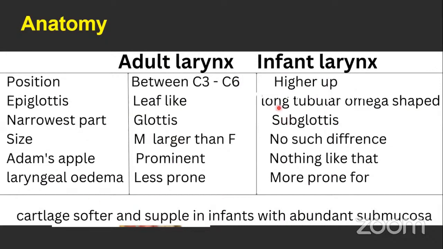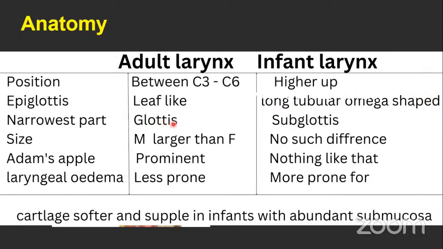So in infants, the larynx is usually higher up. I already told you the position is between C3 to C6 in adults, but in infants it is higher up. And the epiglottis is leaf-like in adults, but in infants it is long, tubular and omega shaped. So leaf-like in adults and long, tubular and omega shaped in infants.